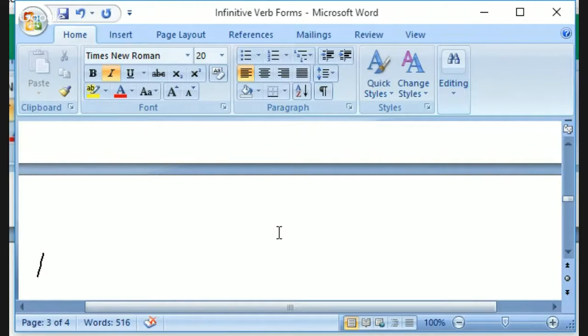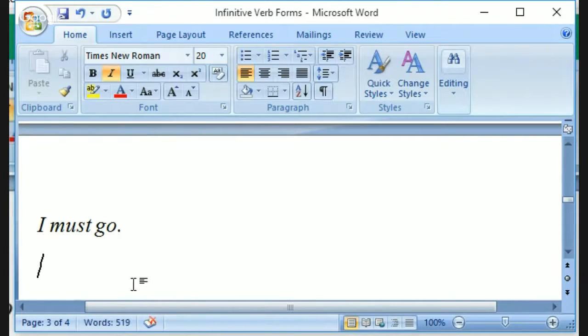Like I must go. Actually, this is really the infinitive go. We don't say "I must to go." We use a bare infinitive. We can't use to here. The show must go on.